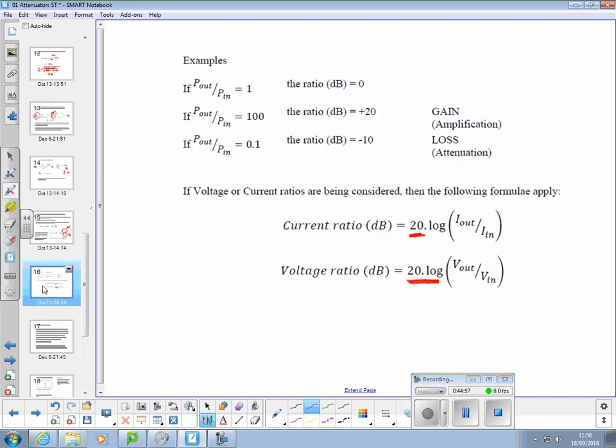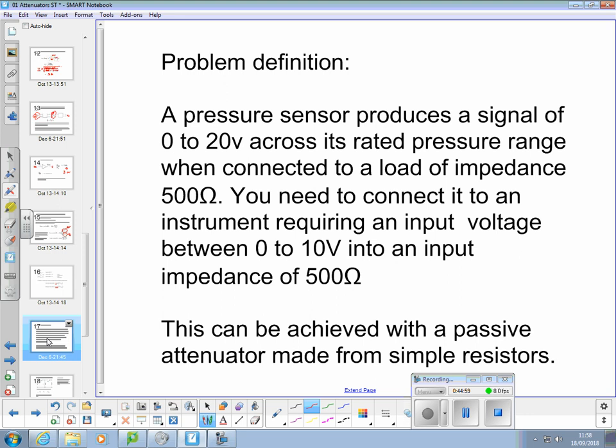So, what we're going to have to do is look at a problem definition that is similar to what you're going to be doing for your assignment. Obviously, none of you are being given these values. A pressure sensor produces a signal of 0 to 20 volts across a rated pressure range when connected to a load of impedance 500 ohms.